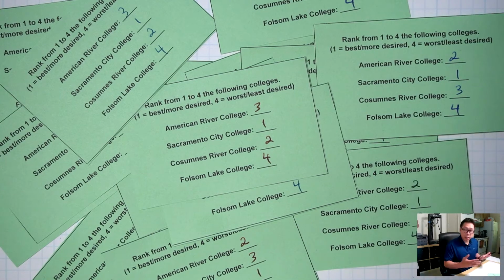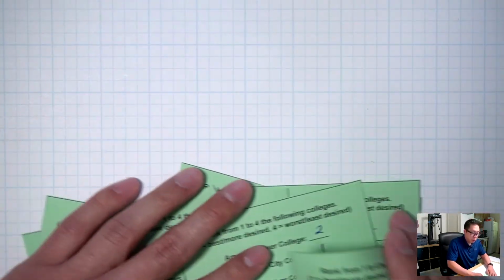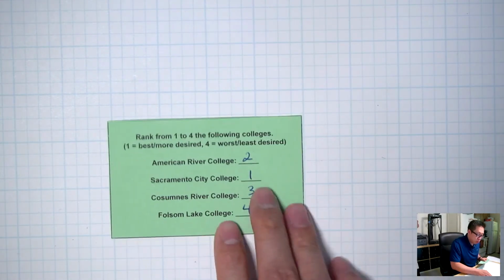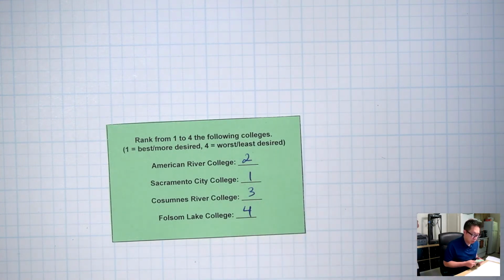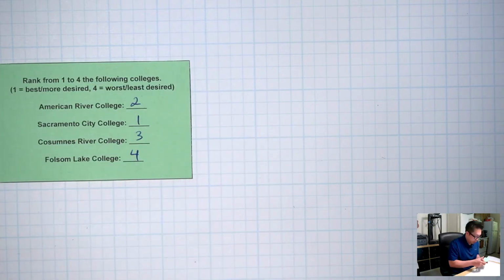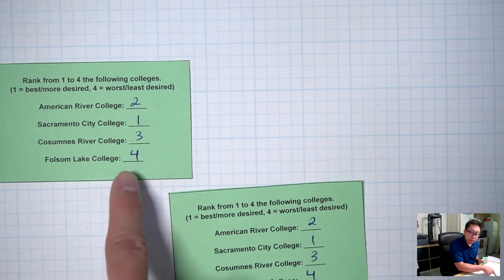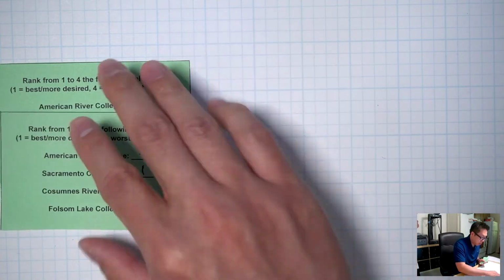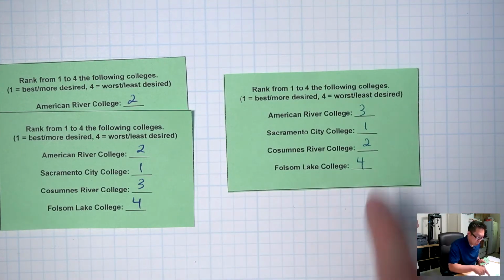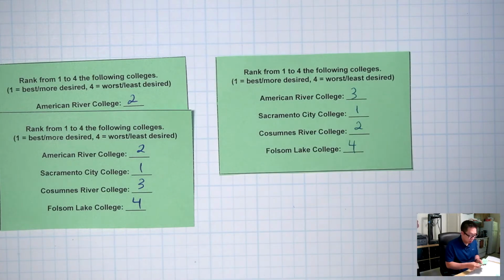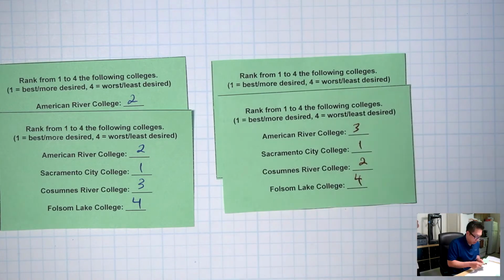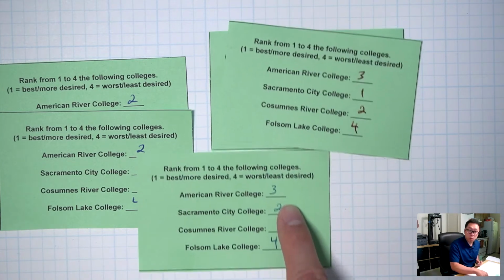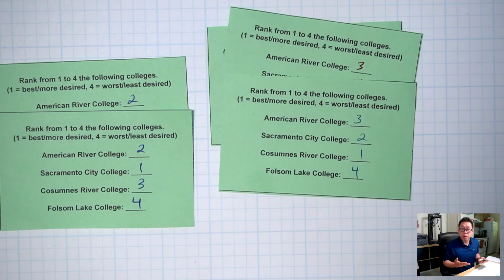So I'm going to collect these, and then organize them by people who voted the same. Here's one ballot. This person voted American River 2, Sac City 1, CRC 3, and Folsom Lake 4. Here's another ballot, 2, 1, 3, 4, which is actually the same. So let me group those together. Here's another one, 3, 1, 2, 4. That's different, so let me put that in a different pile. Here's 3, 1, 2, 4, which is the same. Another 3, 1, 2, 4. So I'll put it in this pile, and so on.